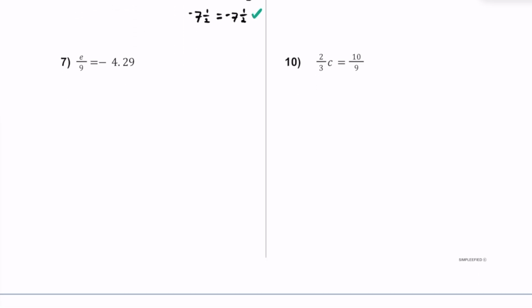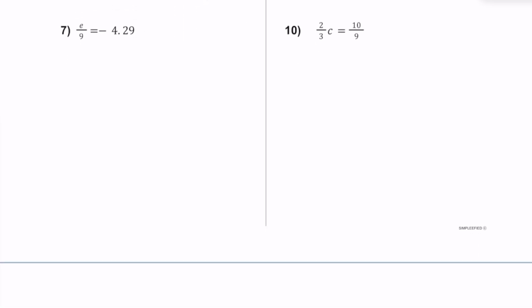All right, let's check out number 7. For number 7, we have some decimals here. I'm going to go ahead and rewrite this one just because with these fractions, it's oftentimes a little bit easier when we have more space, a little bit easier to keep organized. So just copying down this equation.